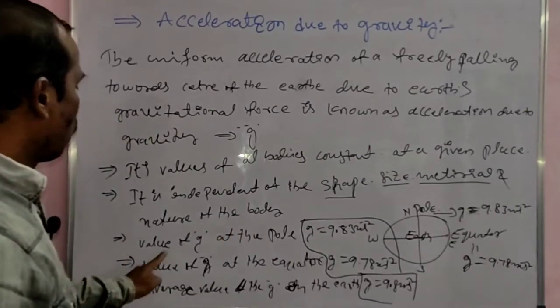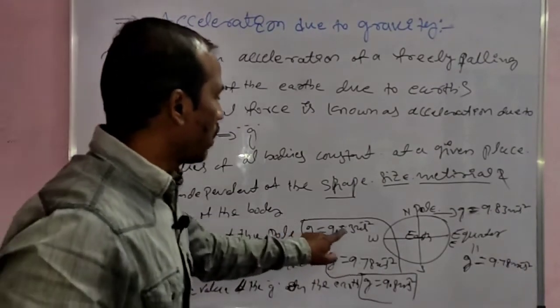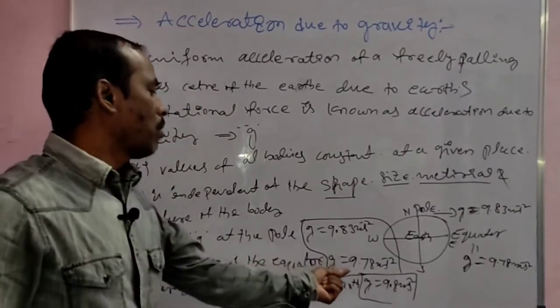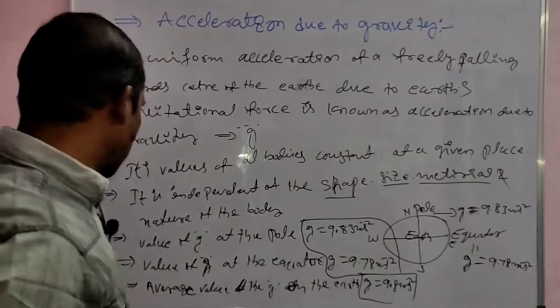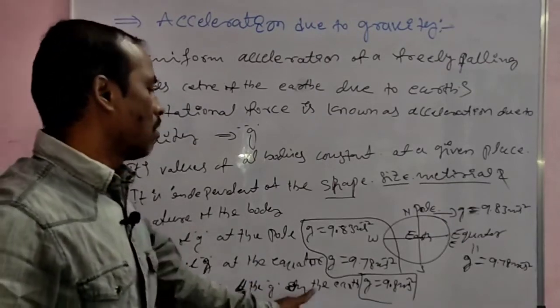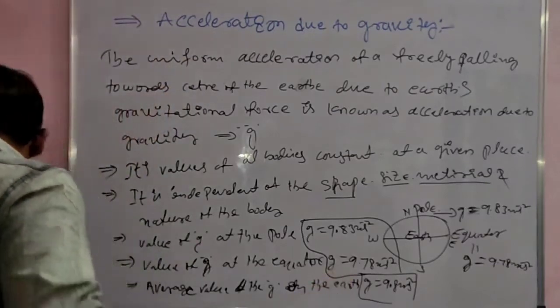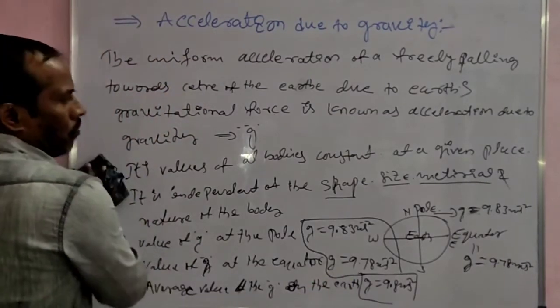Next point, the value of g at the poles is 9.83 meter per second square. The value of g at the equator is 9.78 meter per second square. Next, the average value of g on the surface of the earth: here g is equal to 9.8. Okay. Next point, note some few points here.